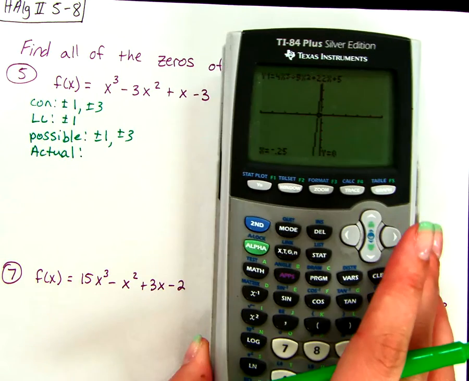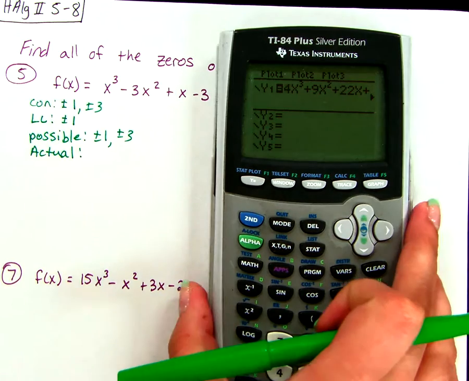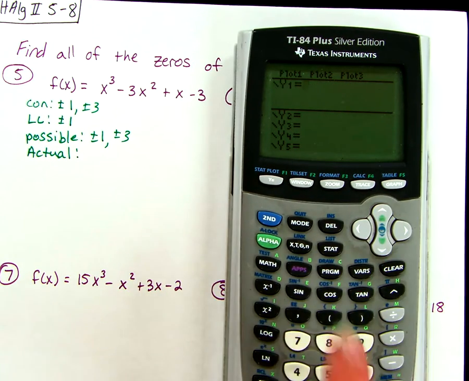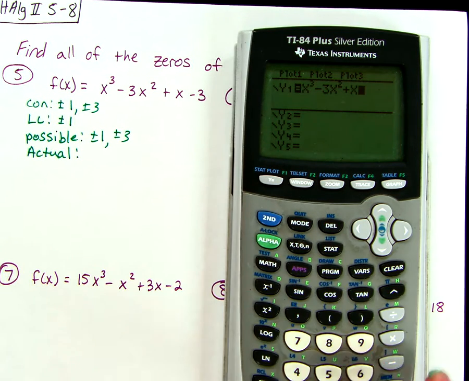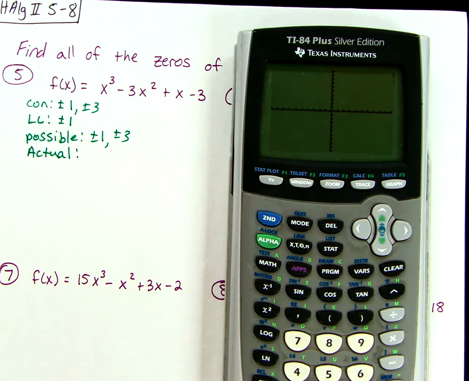Okay. So again, we're going to go to the y equals. We're going to type in that equation. So clear what's there. So x cubed minus 3x squared plus x minus 3. So zoom 6 to graph it in a standard window.